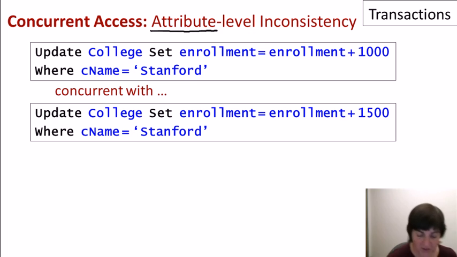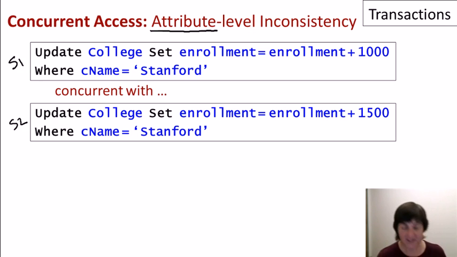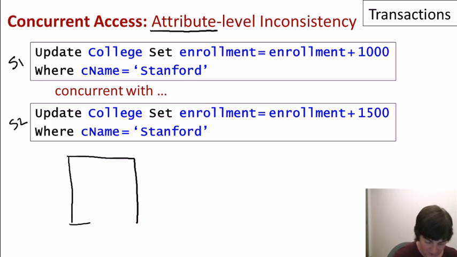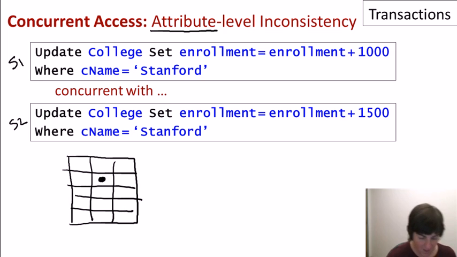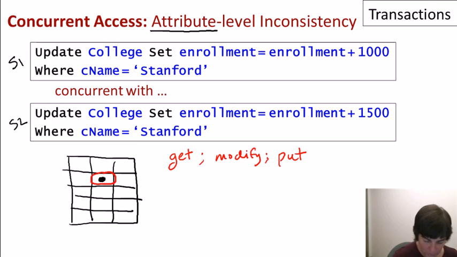We're going to focus our first example just on a single attribute and how we can have problems when multiple clients are working on the same attribute. So let's say we have two clients. One is issuing a statement that's increasing Stanford's enrollment by 1,000. The second client, around the same time, is issuing a statement that's increasing Stanford's enrollment by 1,500. So we have in the database our college table here, and somewhere in this college table we actually have Stanford's enrollment. Now the way database systems work is when we are modifying a value in the database, effectively the system first gets the value, then it modifies the value, and then it puts the modified value back in the database. So here's the value that we're working on.